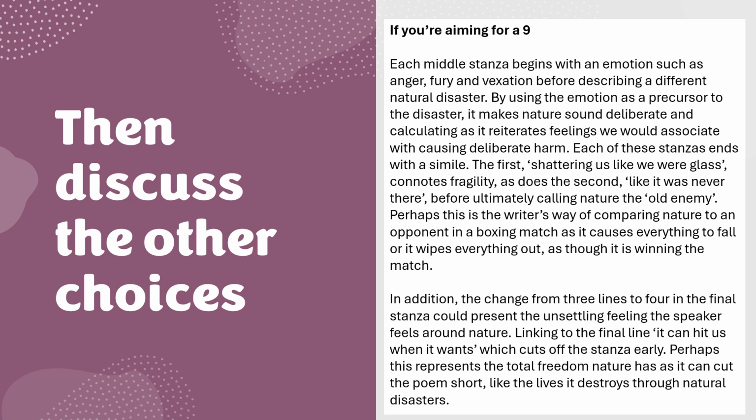Now, if you're aiming for a grade 9, each middle stanza begins with an emotion such as anger, fury, and vexation before describing a different natural disaster. By using the emotion as a precursor to the disaster, it makes nature sound deliberate and calculating as it reiterates feelings we would associate with causing deliberate harm. Each of these stanzas ends with a simile. The first, "shattering us like we were glass," connotes fragility, as does the second, "like it was never there," before ultimately calling nature the old enemy.